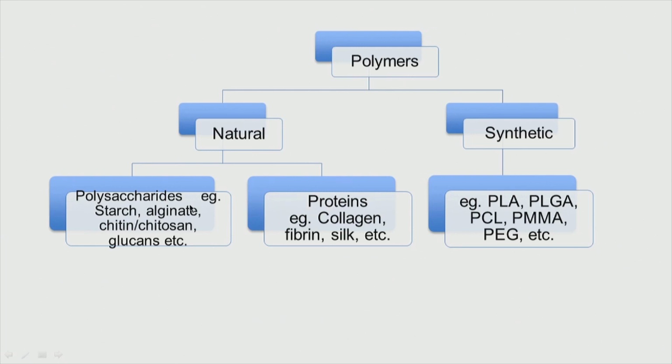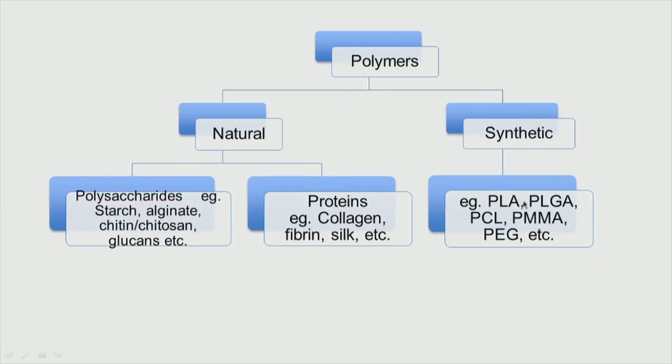Polysaccharides, as the name implies, contain different types of sugars in a polymeric form. So it could be starch, alginate, chitosan, chitin, glucans, then hyaluronic acid and so on. Now the other type is proteins, that means they have the amide bond, C double bond O N. So it could be collagen, fibrin, silk, all those come under this category. So all these are called natural polymers.